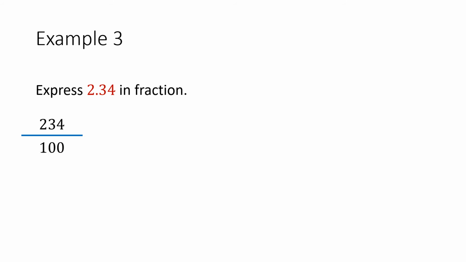Let's have this example. Express 2 and 34 hundredths as a fraction. We read that normally as 2.34. However, you can read that as 2, and for the decimal point, 34 hundredths. So therefore, we have now 234 over 100.